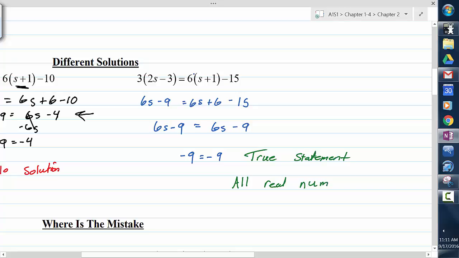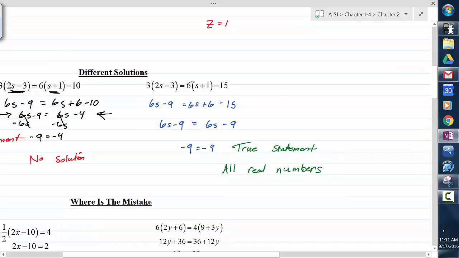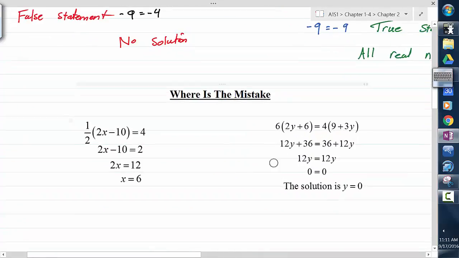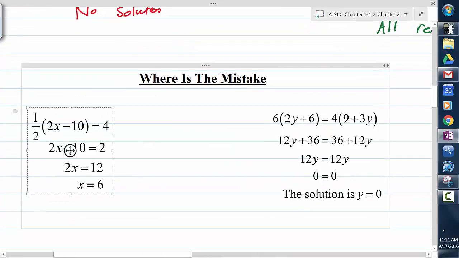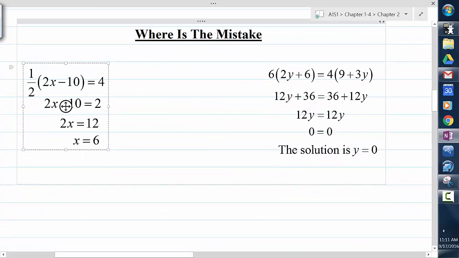All real numbers. So those are different solutions you get with these equations. Now, how about this? What I want you to do, pause the video and find my mistake.